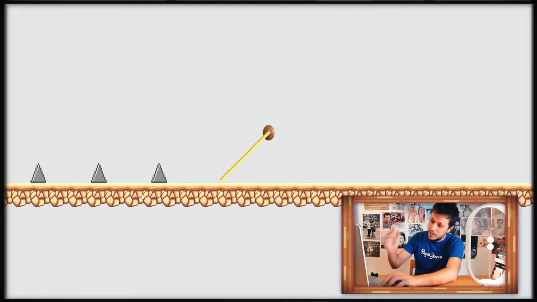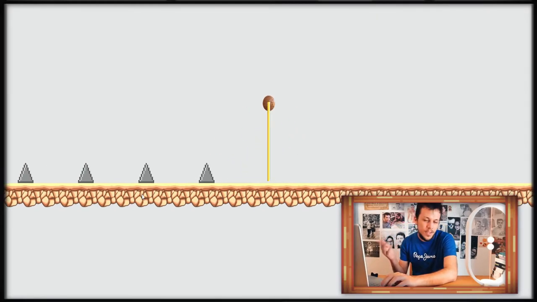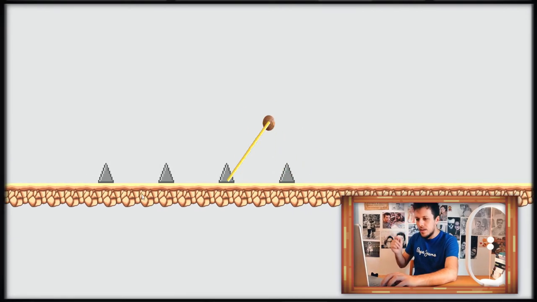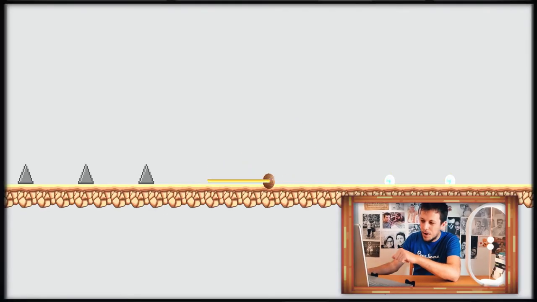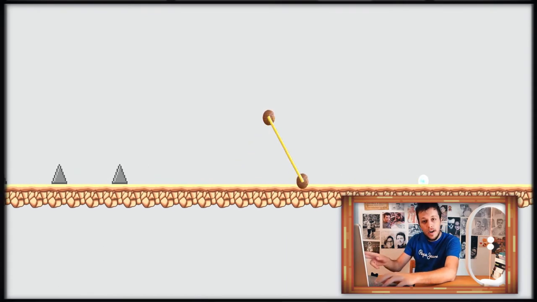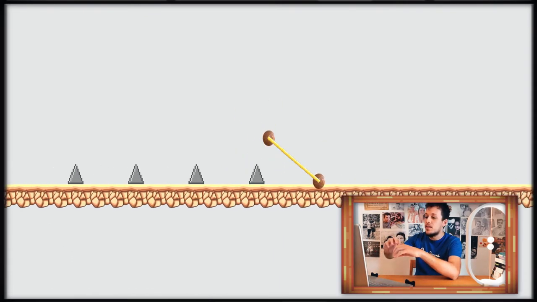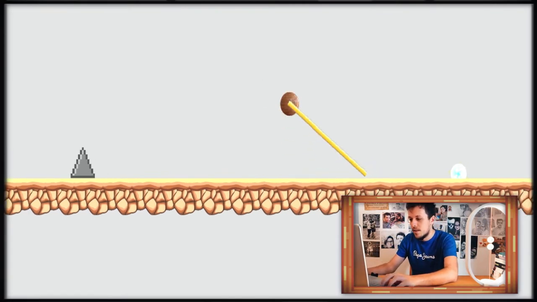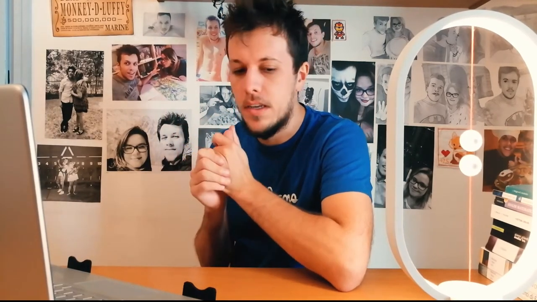Time for enemies. The first enemy I introduce is a spike, because it's simple to program, but it's deadly. It was deadly. What happened? Okay, now we solved the problem. And boom! I also learned a bit about particle effects, so I can create this set of circles that explode all over the place. What can be the next enemy?